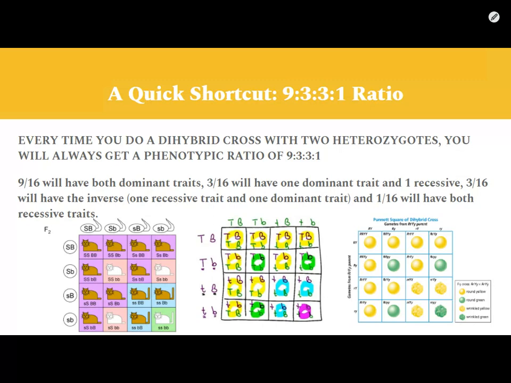Right here, we've got 1, 2, 3, 4, 5, 6, 7, 8, 9 with our 2 dominants. 3 with our first dominant and second recessive. 3 with our first recessive and second dominant, and 1 with both recessive. This 9 to 3 to 3 to 1 ratio will definitely come in handy.